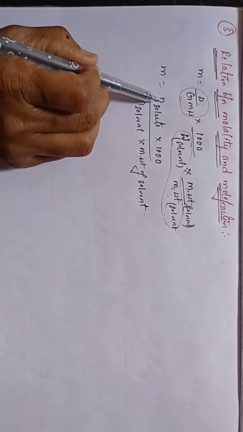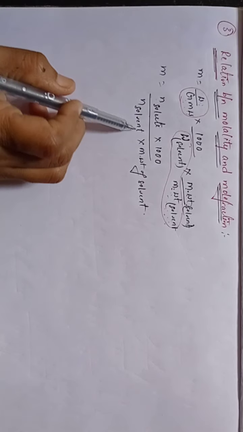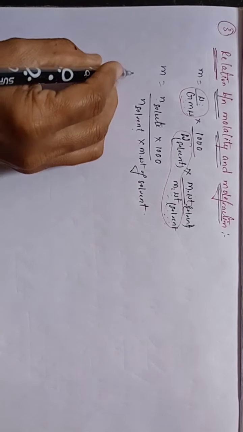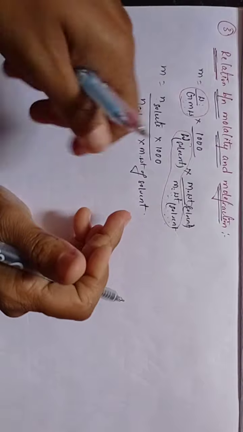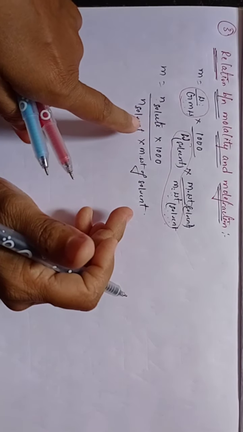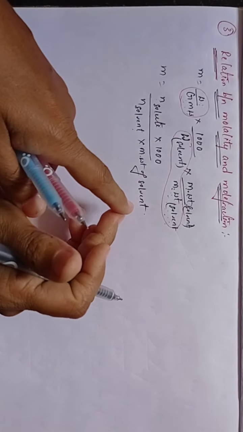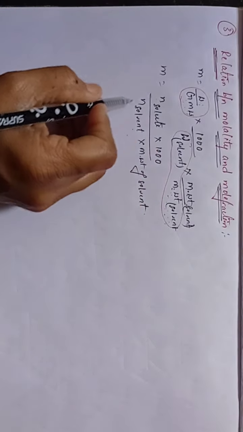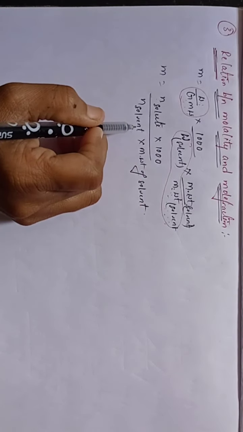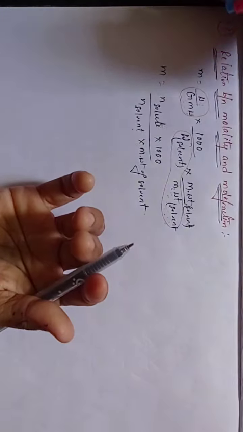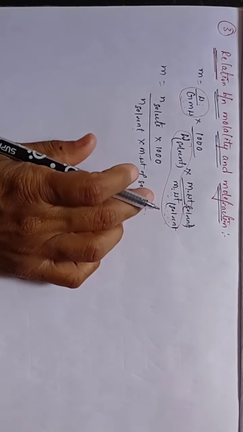Then here we got number of moles of solute by number of moles of solvent into 1000 by molecular weight of the solvent, clear this one. So here I'm calculating number of moles of solute by number of moles of solvent, students. Instead of this, what can we write? In the form of mole fractions we can write. So how to write, students?